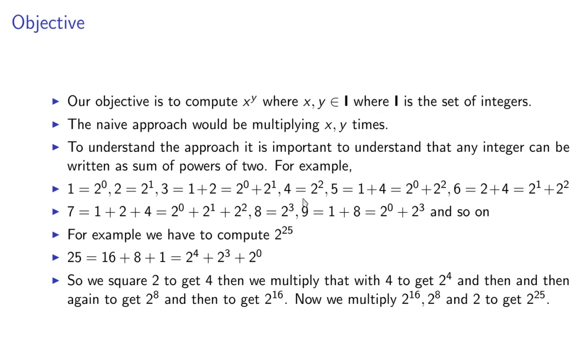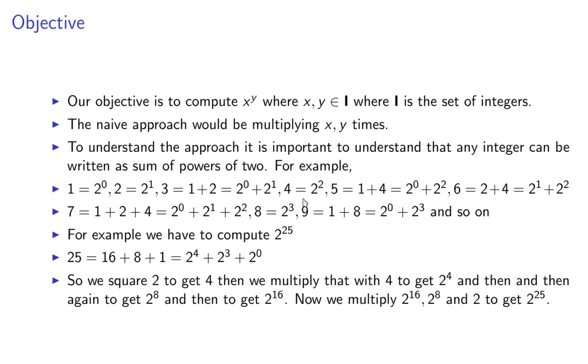So suppose I have 1, that can be written as 2 to the power 0. 2 can be written as 2 to the power 1. Then 3 can be written as 1 plus 2. And 4 is 2 squared. And 5 is 1 plus 4. 6 is 2 plus 4. And 7 is 1 plus 2 plus 4. And 8 is 2 to the power 3. And 9 is 1 plus 8. So every positive integer can be written as a sum of powers of 2.